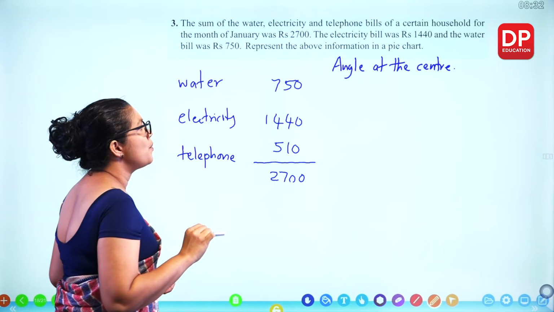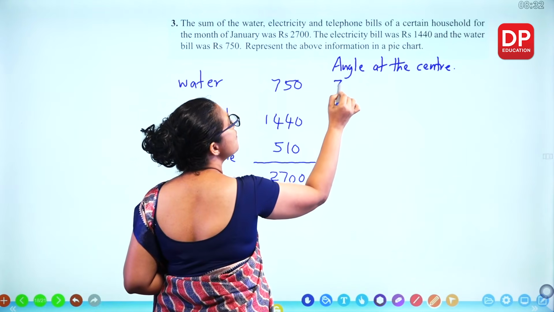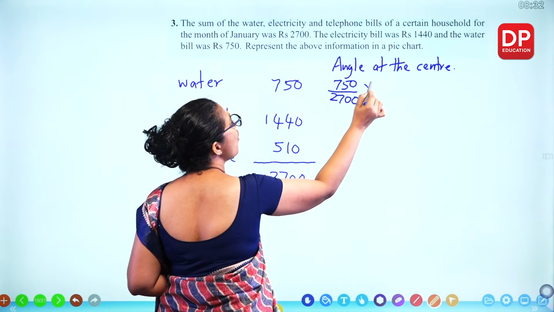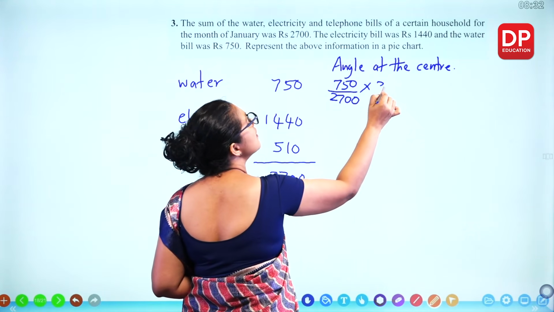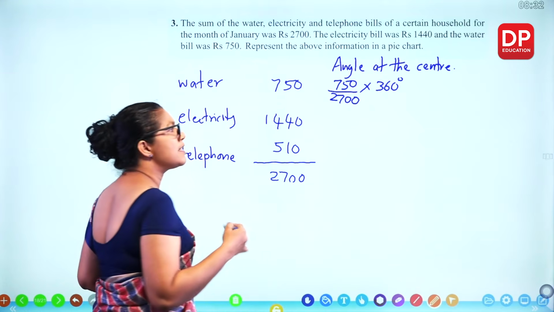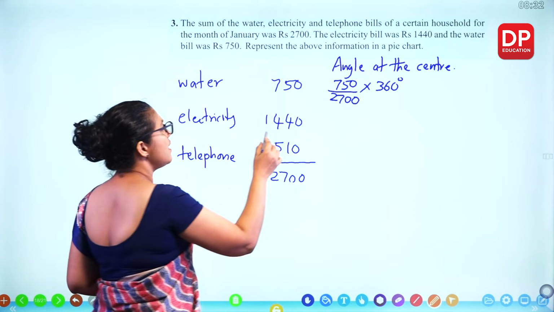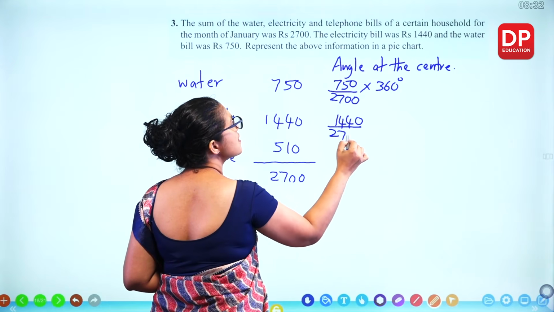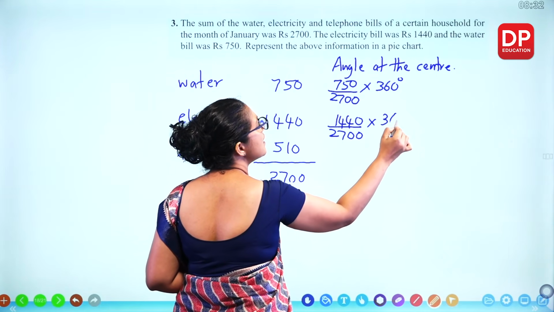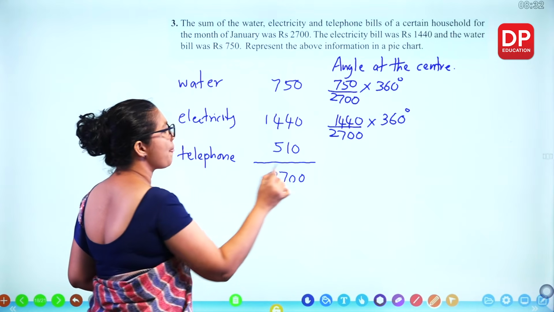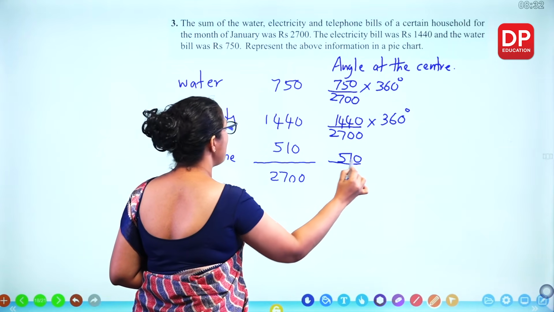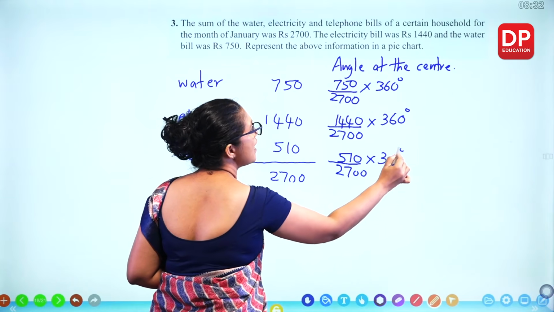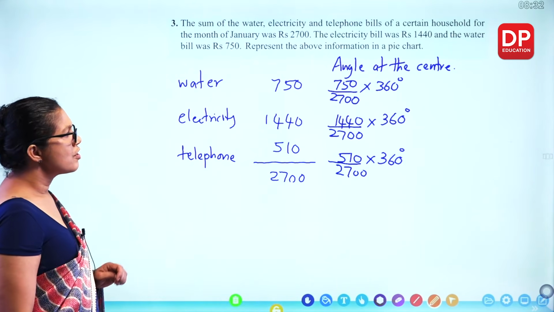How can we find out? We know 750 rupees out of 2,700 for water bill. How can we find out the angle? You multiply by 360. Electricity bill 1,440 over 2,700 multiplied by 360. This one, 510 divided by 2,700 into 360. Now try to simplify.